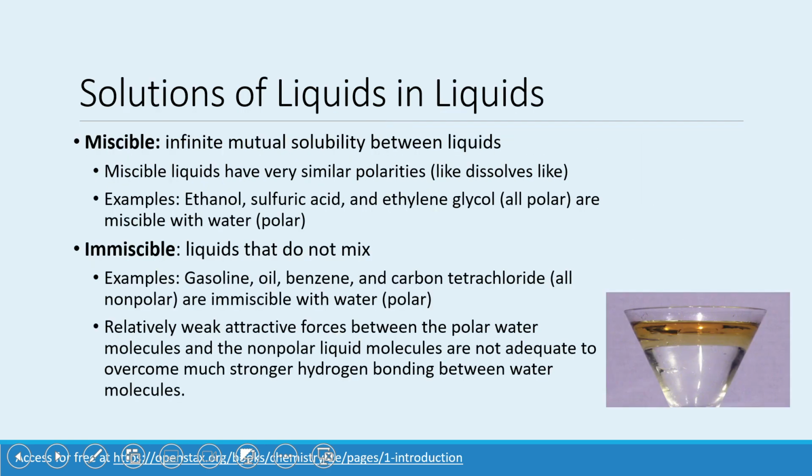So we looked at solutions of gases in liquids. We're going to briefly look at solutions of liquids in liquids. So remember, by definition, miscible is going to be when 2 liquids are infinitely soluble between themselves. And again, these liquids are going to have similar polarities. So for example, ethanol, sulfuric acid, ethylene glycol, all of these are polar compounds, and so they're going to be miscible in water, which is also polar.